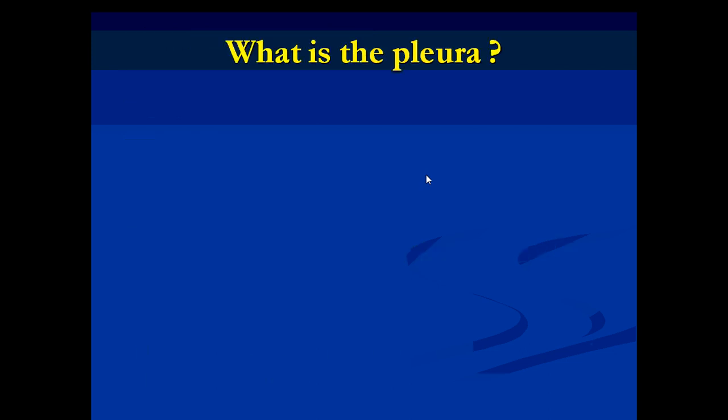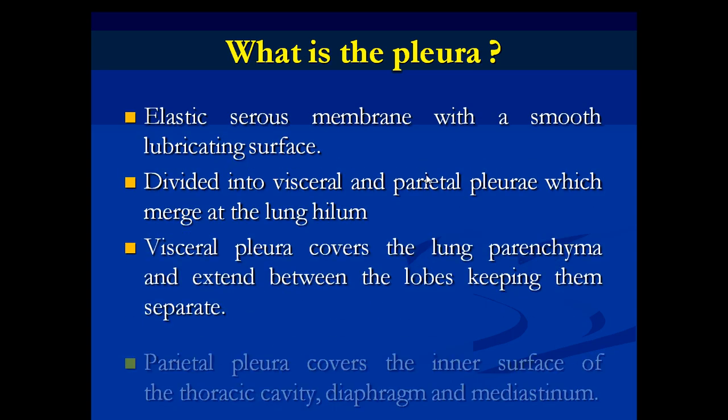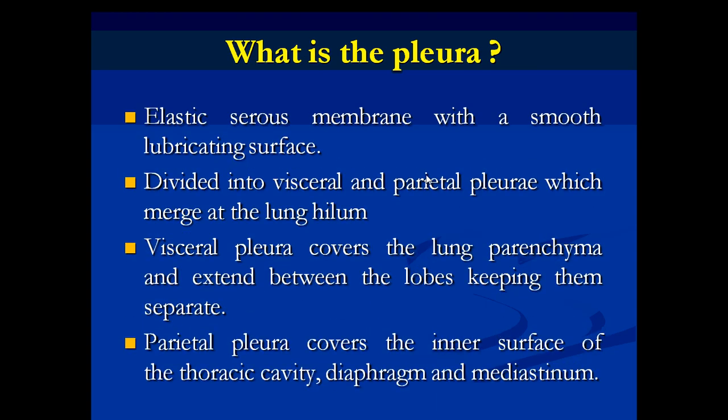Firstly, what is the pleura? It's an elastic serous membrane with a smooth lubricating surface divided into visceral and parietal pleurae, which merge at the lung hilum. Visceral pleura covers the lung parenchyma and extends between the lobes, keeping them separate from each other. Parietal pleura covers the inner surface of the thoracic cavity, diaphragm, and mediastinum.